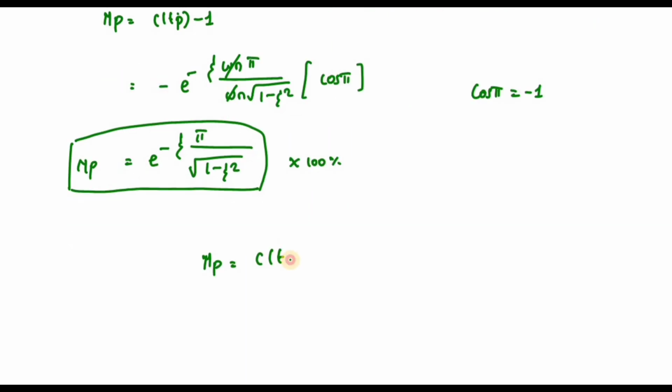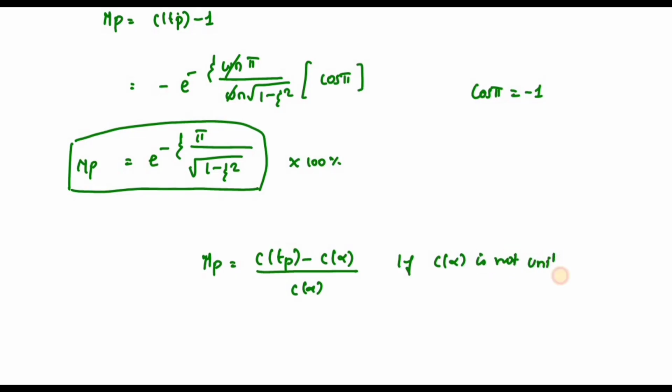Generally M p is equal to c of t p minus c of infinity divided by c of infinity. So c of infinity gets calculated when the output response is not unity.